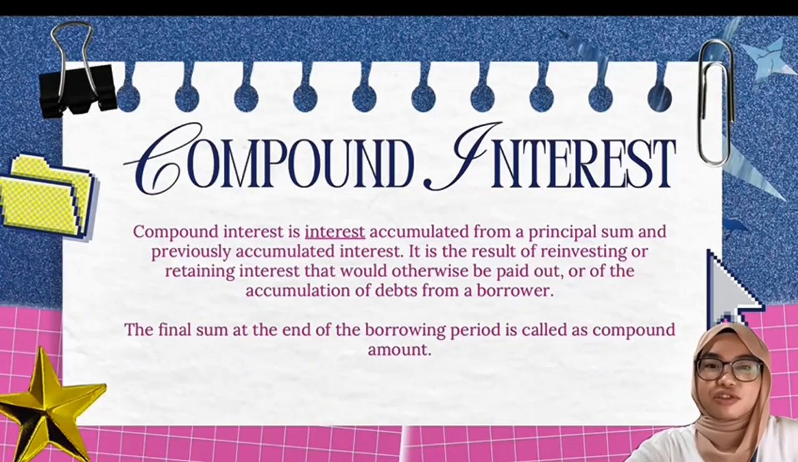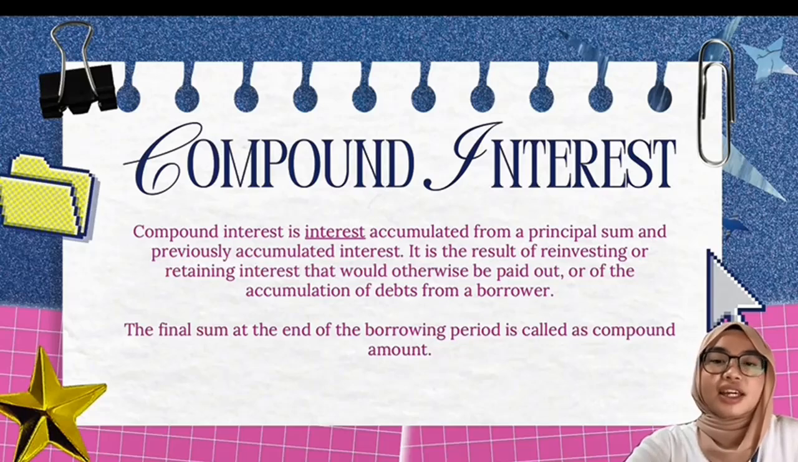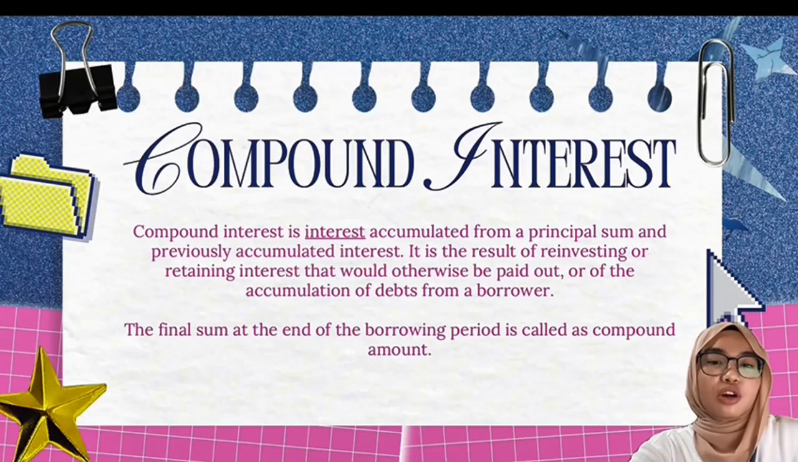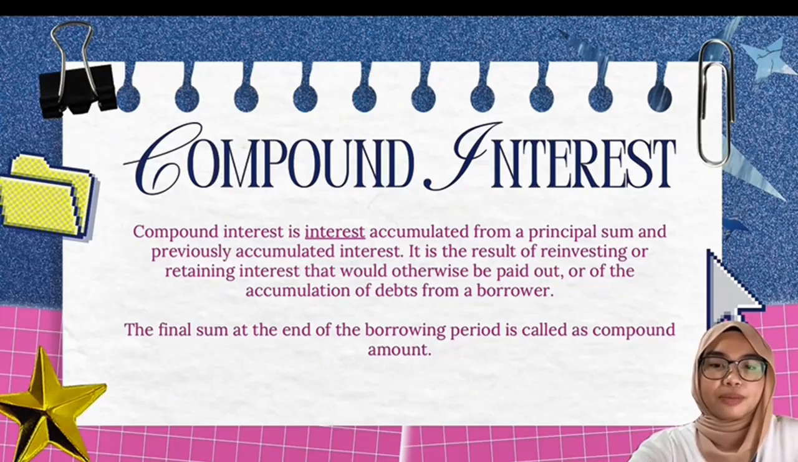Compound interest is interest accumulated from a principal sum and previously accumulated interest. It is the result of reinvesting or retaining interest that would otherwise be paid out, or of the accumulation of debts from a borrower. The final sum at the end of the borrowing period is called the compound amount.